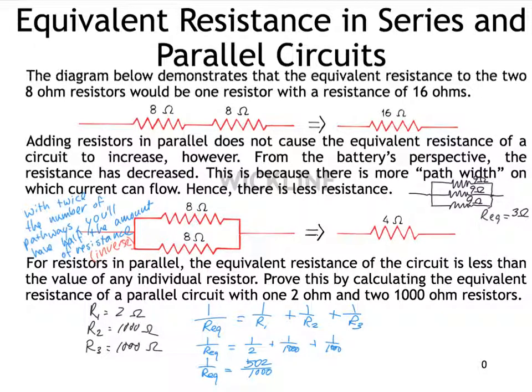So 1 over REQ is equal to 502 over 1,000, which would mean that REQ, after we take the reciprocal, is 1,000 over 502, and of course we can simplify that to 1.992, and there's some more digits, but this is going to be ohms. I just wanted to point out that this is the equivalent resistance, and it is less than 2. So when you go through all of these resistors, opening up more pathways will always decrease the overall equivalent resistance, even if the other resistors are really resistant.